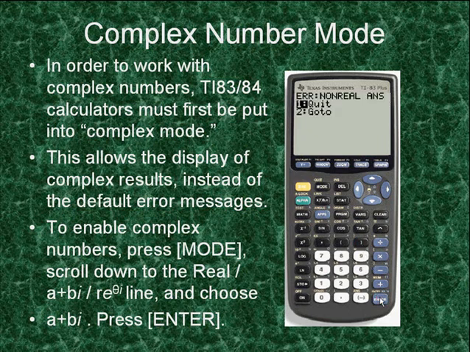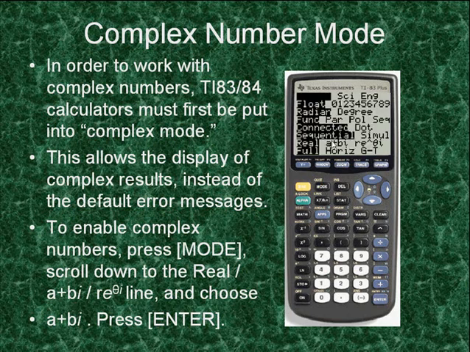To use complex numbers, press the mode key, scroll down until you get to the real, a plus bi, r times e to the theta i line. Scroll over to select a plus bi and press enter. This selects Cartesian complex number mode. The third option is polar mode, and is usually only briefly covered in calculus classes, if at all.